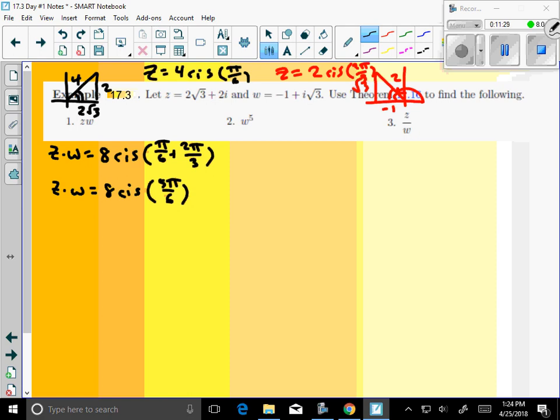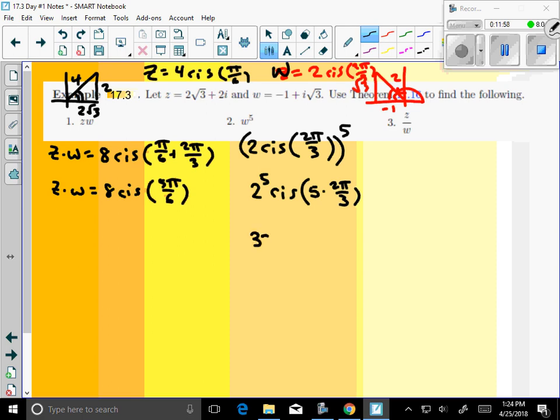Well, okay, so let's take w, which I put a z there. That should be a w. Let's take w to the 5th power. So that'd be 2 cis 2 pi over 3 to the 5th power. Well, that becomes 2 to the 5th cis 5 times 2 pi over 3. Remember, we multiply the angle by the exponent, but we take the coefficient out in front to that power.